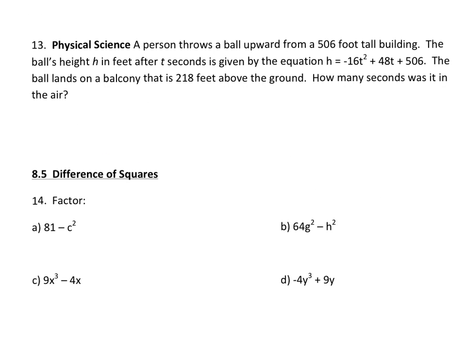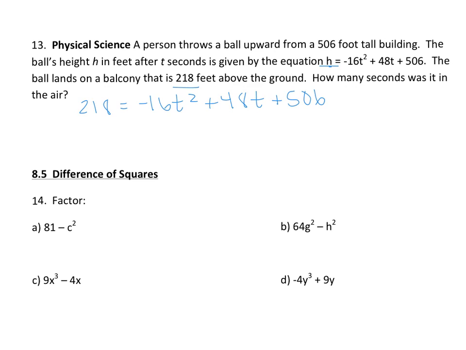Number 13 reads, a person throws a ball upward from a 506-foot tall building. The ball's height, h in feet, after t seconds is given by the equation h equals negative 16t squared plus 48t plus 506. The ball lands on the balcony that is 218 feet above the ground. How many seconds was it in the air? So let's take a look. I need to plug in 218 for h because that's the height that the ball will land on the balcony at. So 218 equals negative 16t squared plus 48t plus 506.